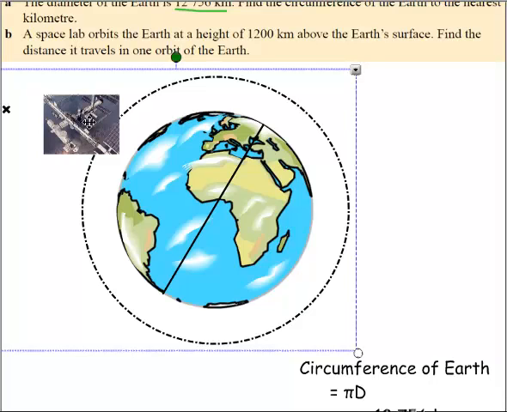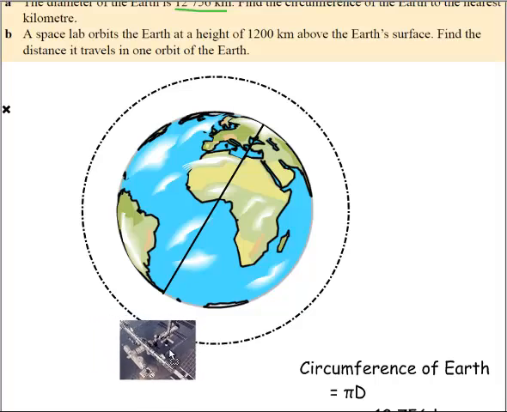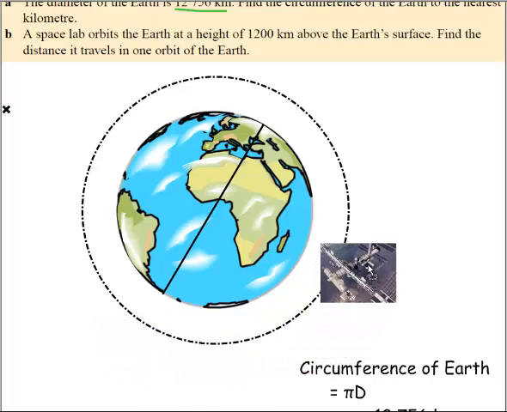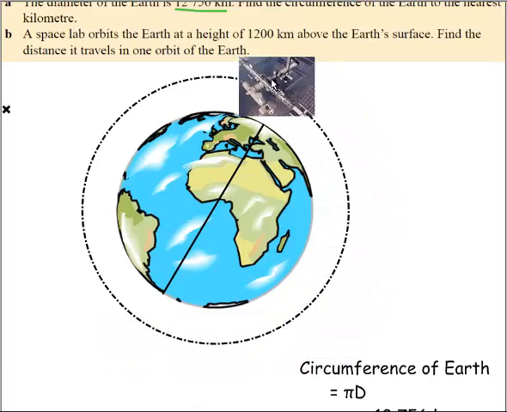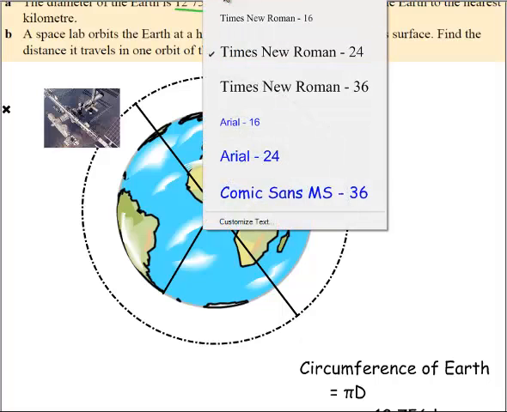And what we've got is this space station floats around our Earth. And it's always, as the question states, 1,200 kilometers above the Earth's surface. And it's always doing that. So what we need to have a look at is, what is the new diameter? So from the edge through the center of the Earth all the way to the other edge, what is that length?